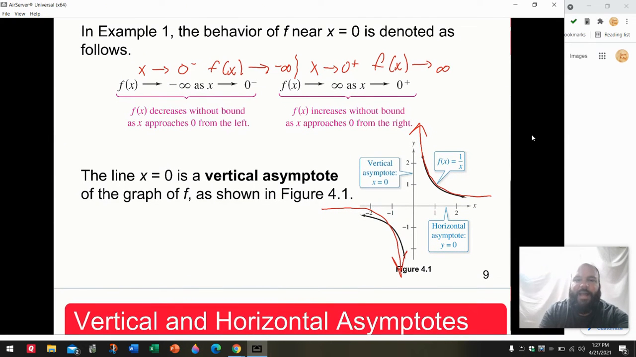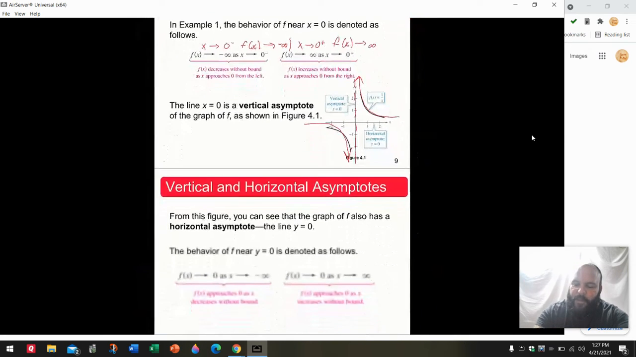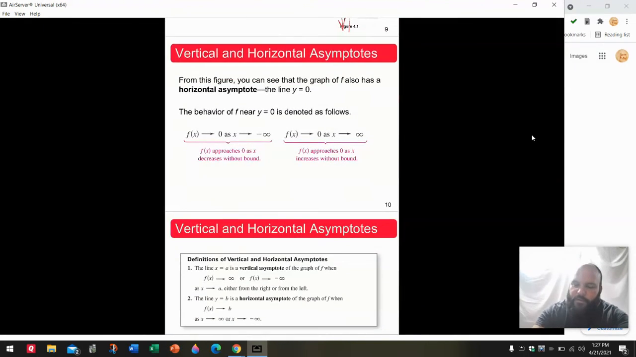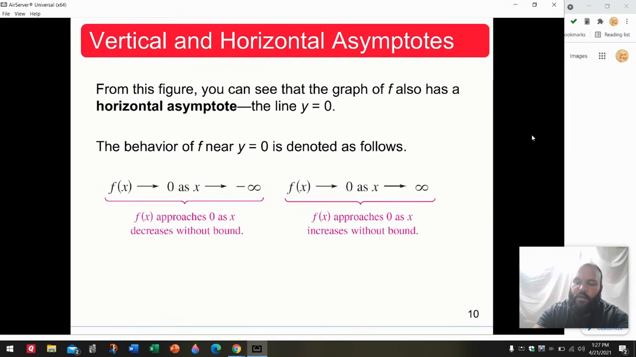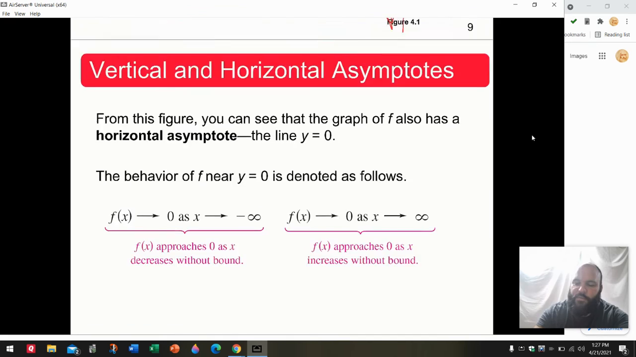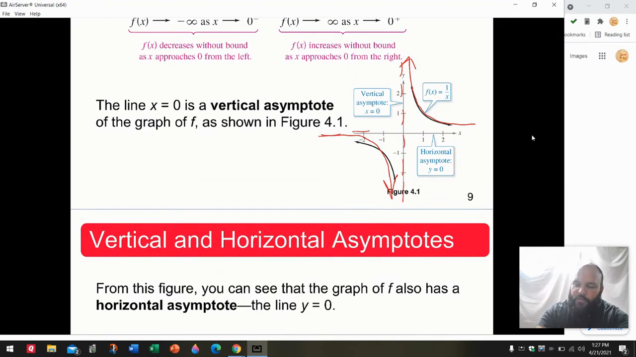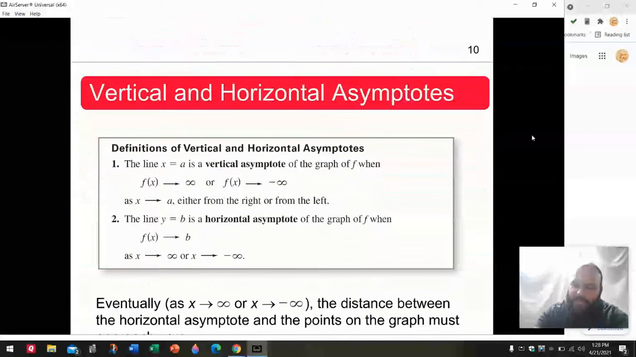It says the line x equals 0, which is right here, right smack down the middle on top of the y-axis, is a vertical asymptote of the graph f. Now, there is also a horizontal asymptote, which is y equals 0, and that one occurs right here across there. So let me show you how to find asymptotes.